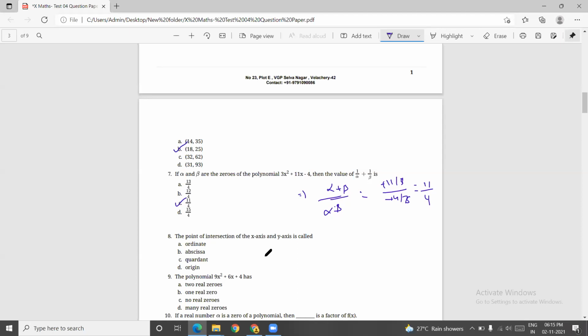The point of intersection of the x-axis and y-axis is called? Origin. Correct. Super.